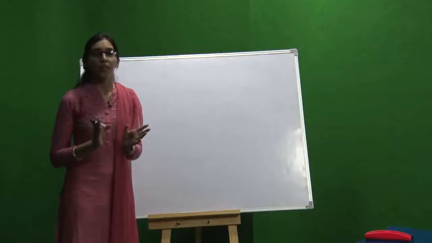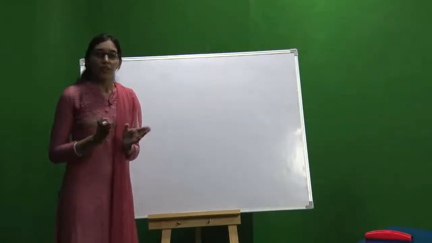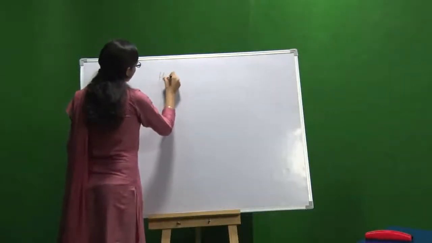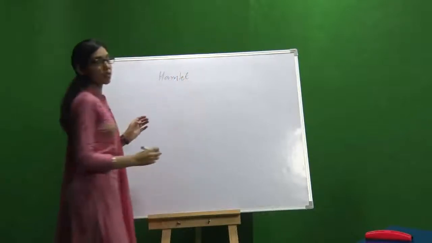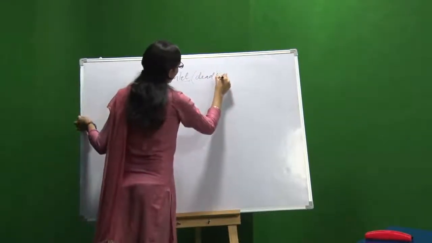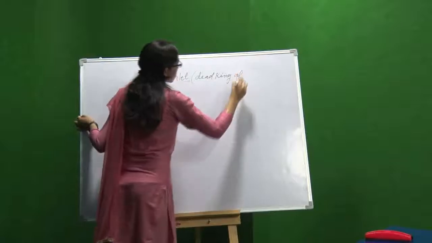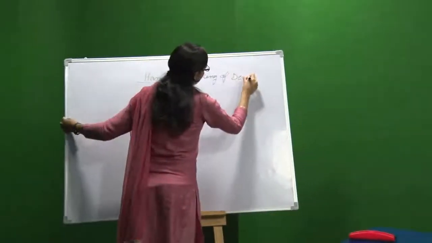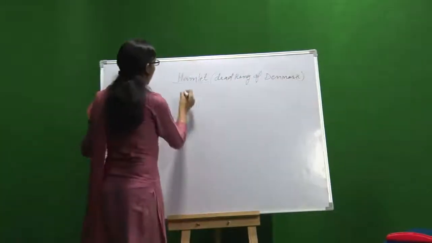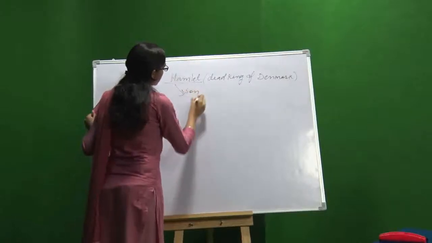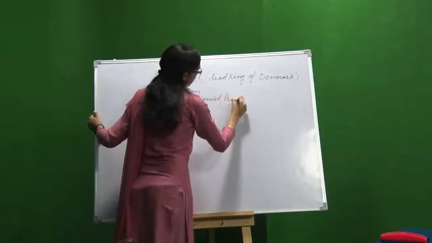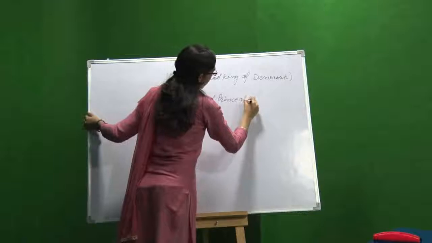First, I will explain Hamlet, its characters only. Hamlet, dead king of Denmark. Hamlet's son, Hamlet, Prince of Denmark.